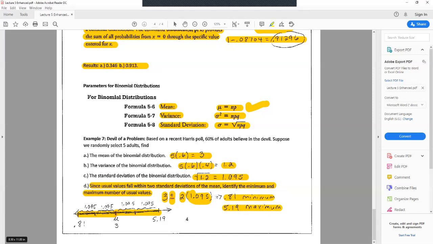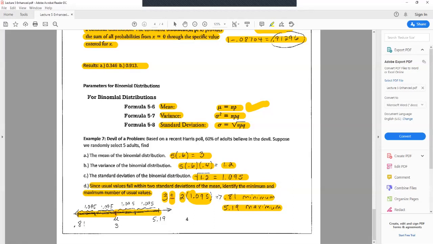What does that mean? That means that if up to 5 say they believe in the devil, that would be considered normal. That would be usual. It would not be an uncommon thing for 5 out of 5 people to say that they believe in the devil. That's on the high end. On the low end, it says that if less than 0.81 say that they believe in the devil, that would be unusual. So if 0 people said they believe in the devil, that would be unusual.